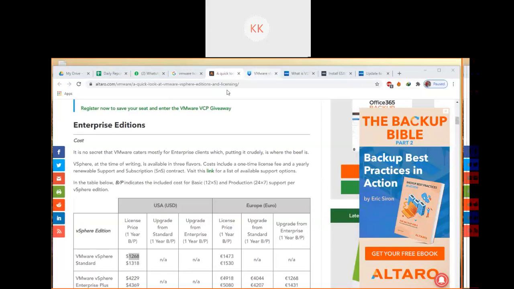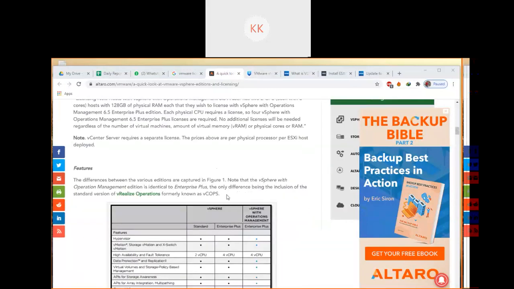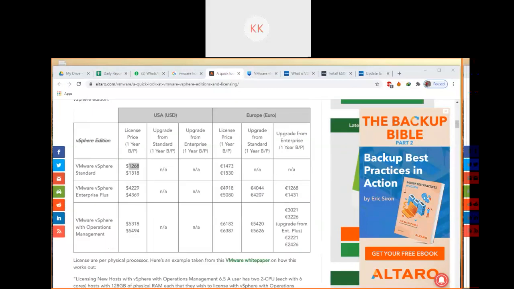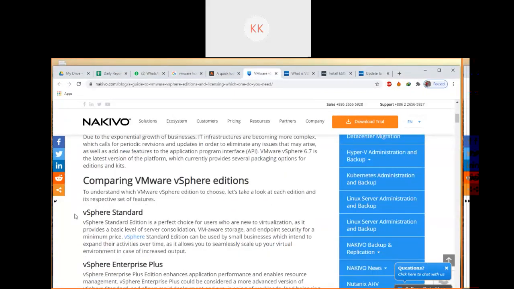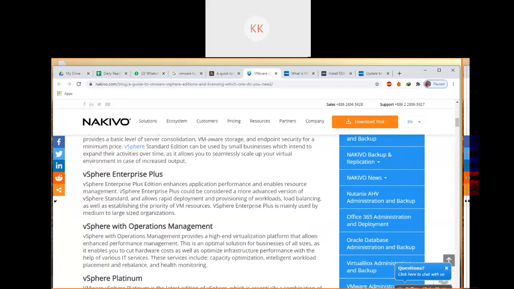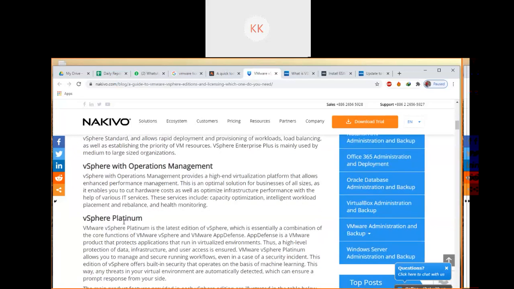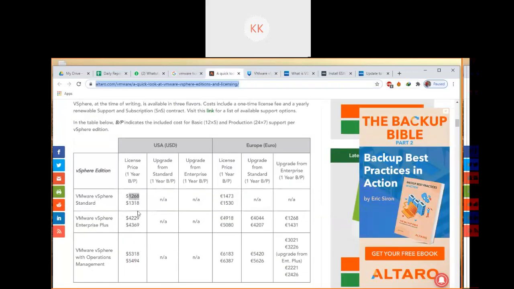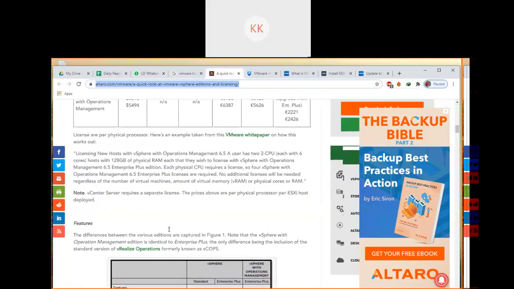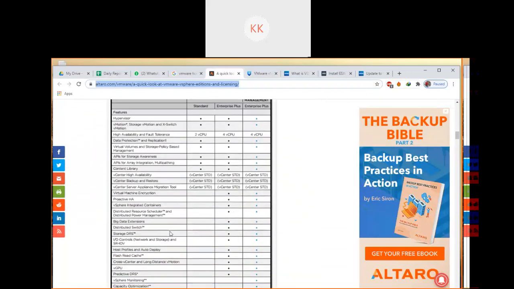Okay, next I'm sharing. Yeah, so here you will find the first link I have given to know the different versions: standard, enterprise plus, operation management and platinum. The second link I am sharing is to know the cost as well as compare the features.